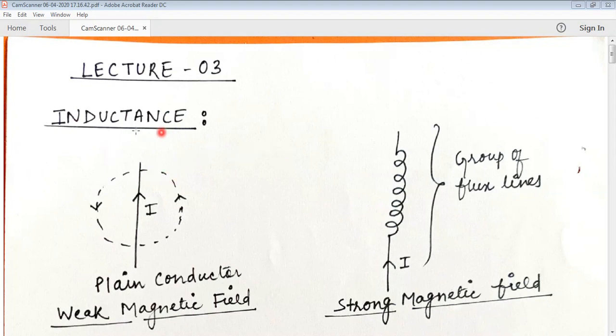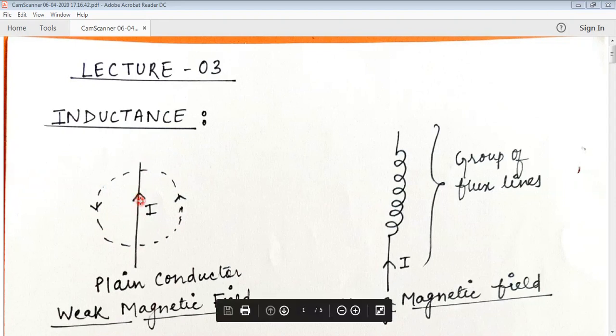Now let's start with inductance. I will explain where the inductance concept came from. Let's say this is a plain conductor, and the current flowing in that conductor is I. Because of the current, a magnetic field will be produced around the conductor, and since the direction of the current is upward, the magnetic field direction will be clockwise. Because of this plain conductor, whatever magnetic field is created is a weak magnetic field.